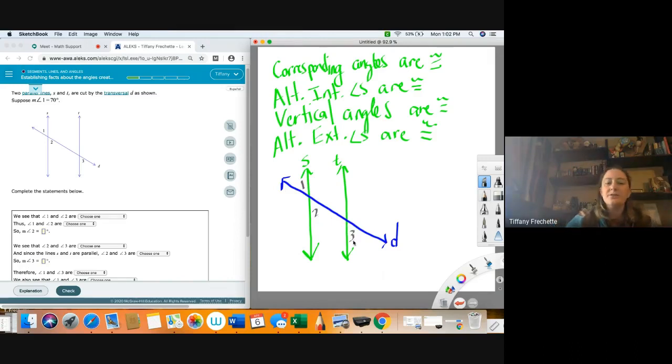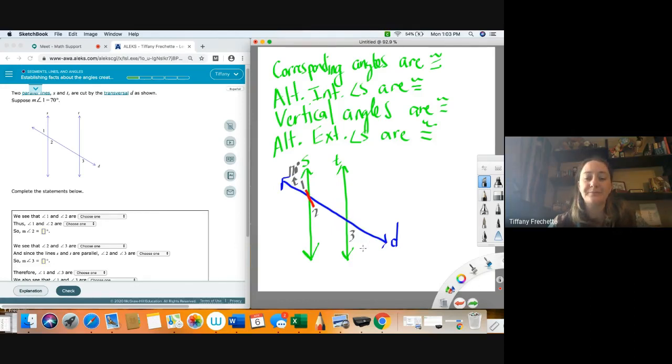We are also being told that angle 1 is 170 degrees. I'm going to squeeze that up here because I didn't give myself enough room. Now the first statement says we see that angle 1 and angle 2 are something. So if I look at angle 1 and 2, I can quickly relate them by crossing the vertex. Remember, you can't cross the vertex and turn. You have to go straight across like this.